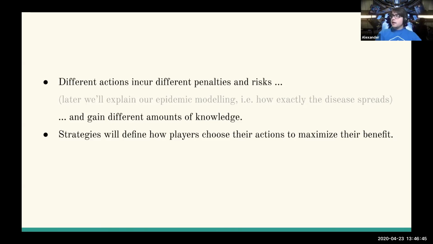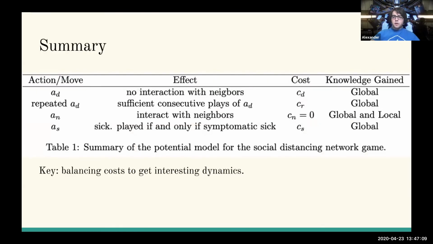But each time they take a different action, they can also gain different types of knowledge. For example, if you are always social distancing, you may not necessarily know what is going on in your local social network, so you're going to have to base your strategy on different types of knowledge. These strategies define how players choose their action to maximize their benefit according to how they see their costs and benefits. So to summarize, we're going to look at how each of the actions affects what is going on in the network, what the cost incurred is, what knowledge is gained, and what knowledge they then have available for the next action they take in this repeated game.